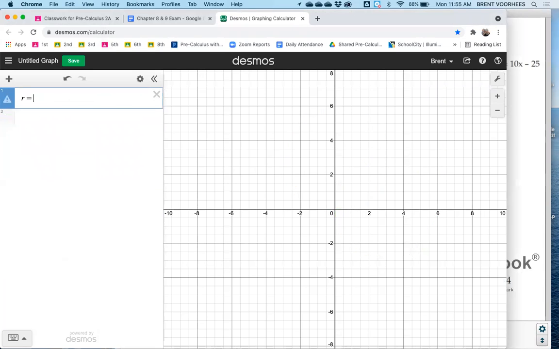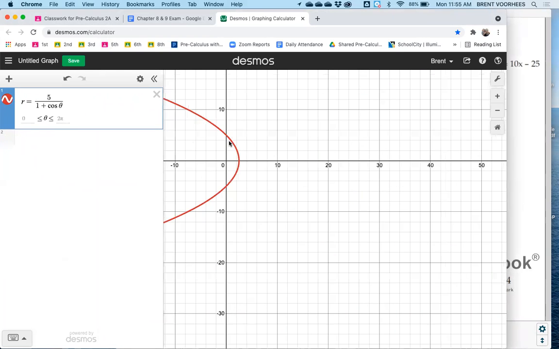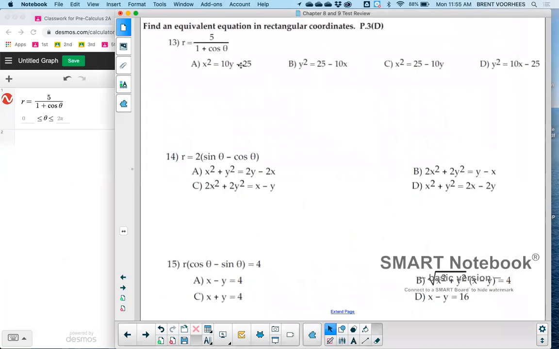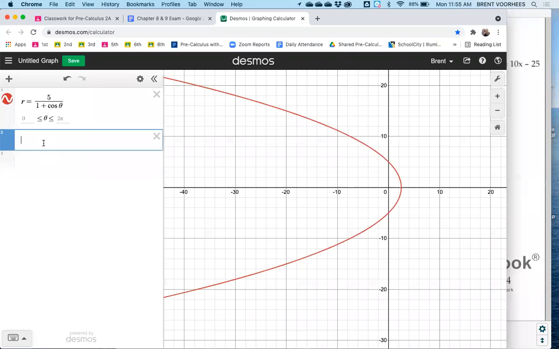So the first one was r equals 5 over 1 plus cosine theta. You're looking for this graph, and you just type in your answer choices until you find it.